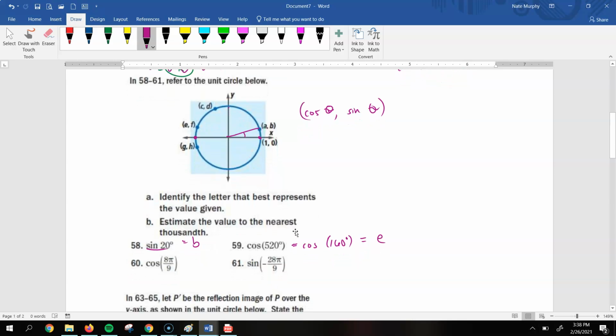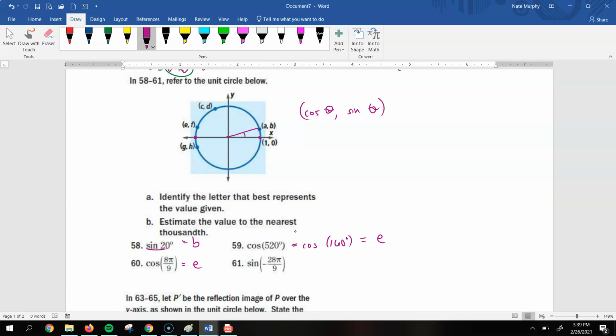All right, number 60. For this one, if you have the unit circle memorized in radians, it makes it a little bit easier, or you could change this to degrees. But I like to look at this one as 8 pi over 9. Well, I know 9 pi over 9 would be pi, and this is 8/9 of pi, so this is really close to pi. So it's got to be either E or F. Since we're dealing with the cosine, that would be the letter E.